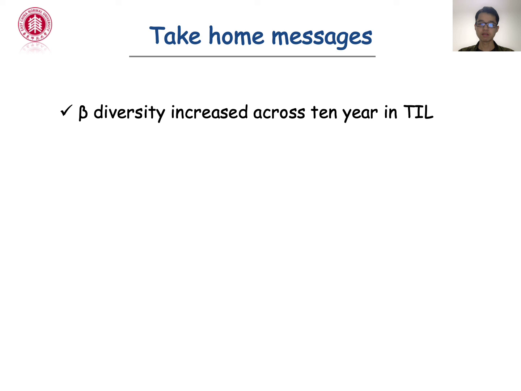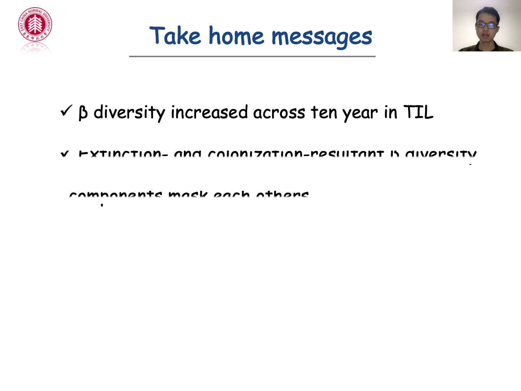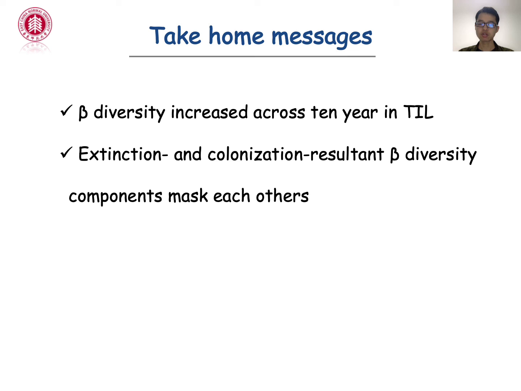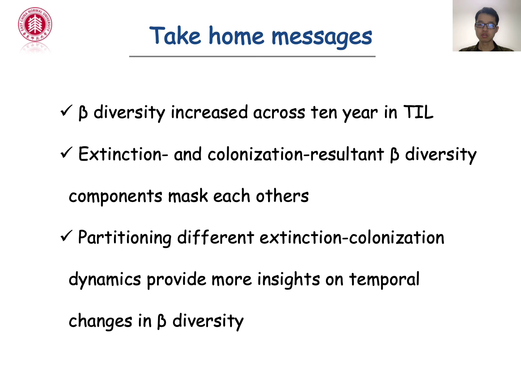Overall, our results show that, first, beta diversity increased across 10 years in the Thousand Island Lake, China, which might be due to species colonization. Second, extinction- and colonization-resulting beta diversity components could mask each other and lead to no significant total beta diversity change along the gradients of habitat disturbance. Third, partitioning different extinction and colonization dynamics could provide more insights on temporal changes in beta diversity along habitat disturbance.